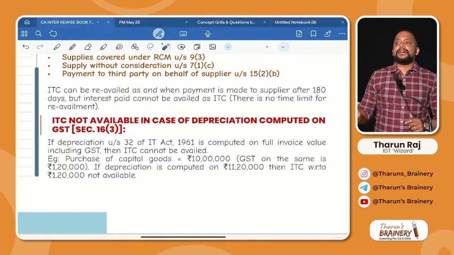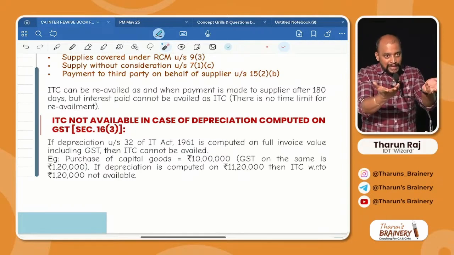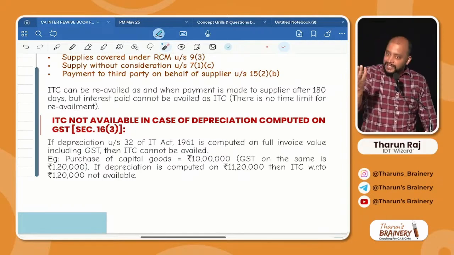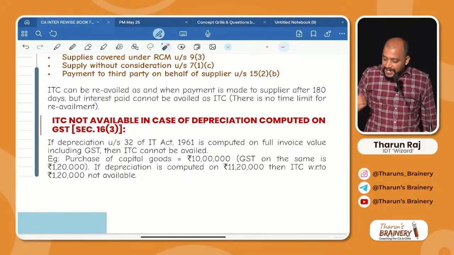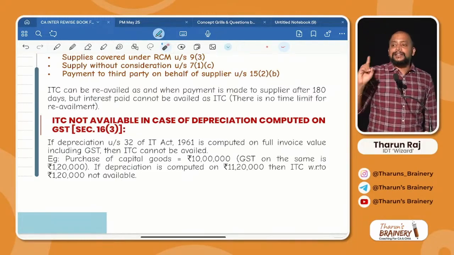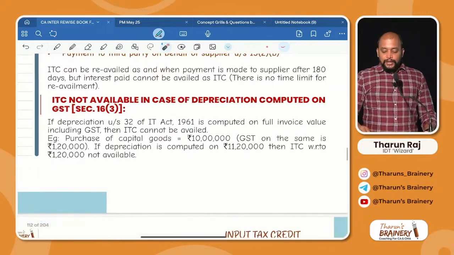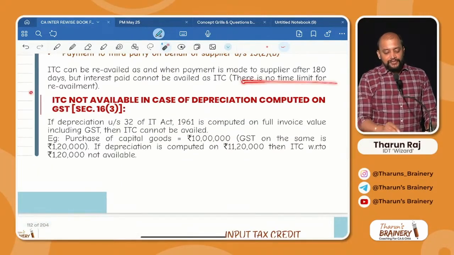Another place where we saw re-availment is this. If we have not made payment to supplier within 180 days, we need to reverse the ITC. Again we can re-avail the ITC as and when we make payment to supplier. But interest cannot be re-availed, that interest is gone. Got it? And there is no time limit for re-availment of ITC.